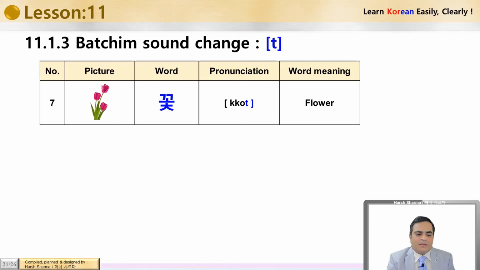Now, one more example. See, meaning is flower. If you see in this word, what is the Batchim? Find out the Batchim first. This is cha. And cha is in which family? Ta family. So whenever cha is written at the Batchim position, this will also be pronounced as what? Ta. Kot. Pronunciation will be kot. Well done.